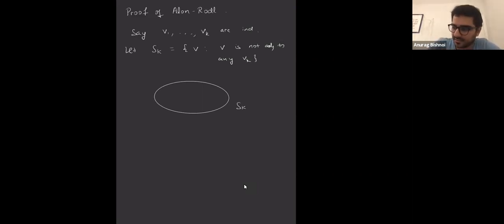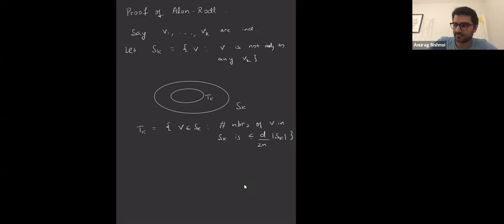And here you define a subset of this, T_k, which is defined as follows. T_k is the set of all potential vertices which don't have too many neighbors. So the number of neighbors of v in S_k is at most d over 2n times the cardinality of S_k, if I'm not wrong. So something which doesn't have too many neighbors in S_k, right?